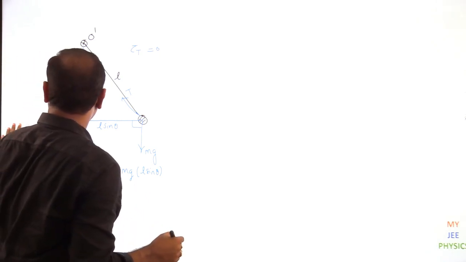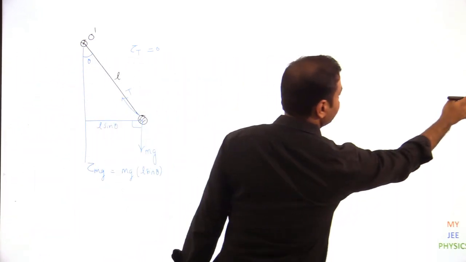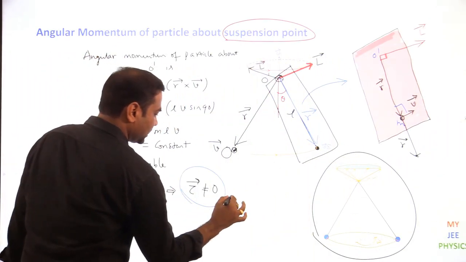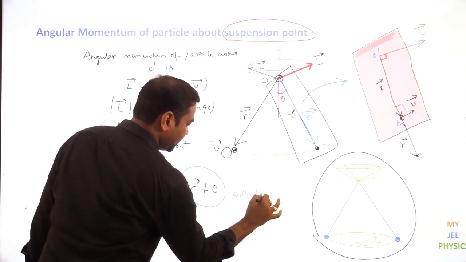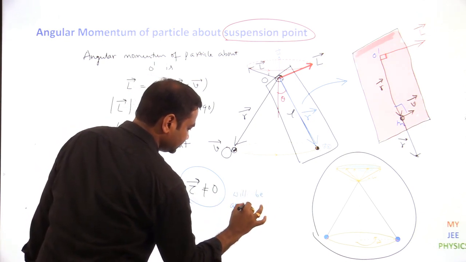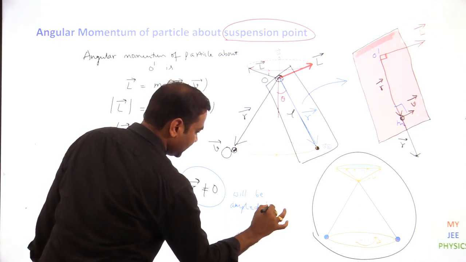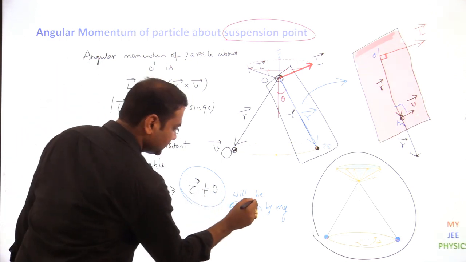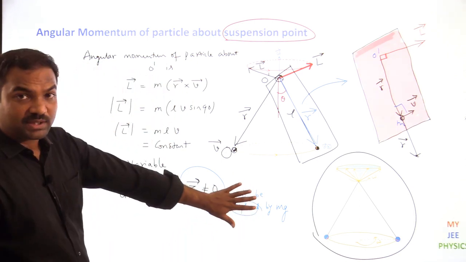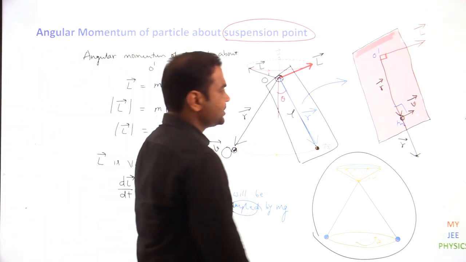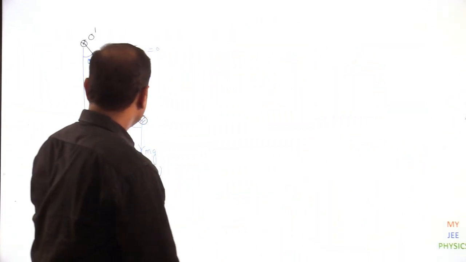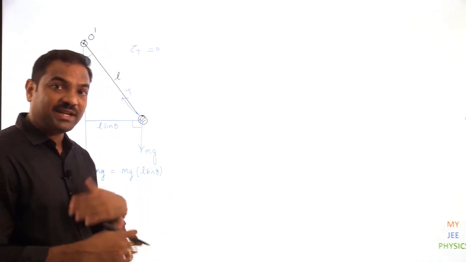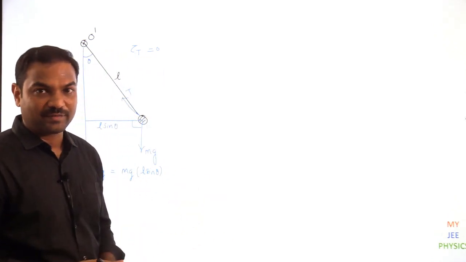That means in the previous case, whatever we got, torque not equal to 0, this nonzero torque will be applied by whom? By mg. Applied by mg only. So weight will apply the torque. Clear? Next. So now the question is, torque is applied by mg and angular momentum is changing. But will the change in angular momentum be equal to this or not? That also we have to see.